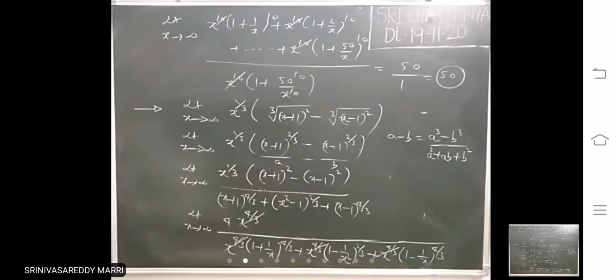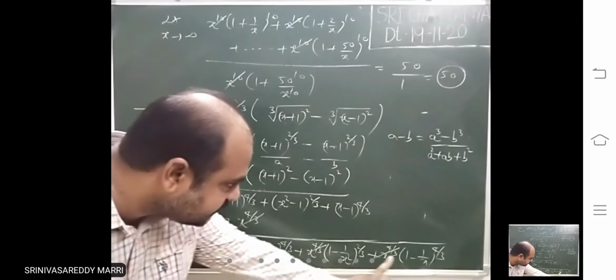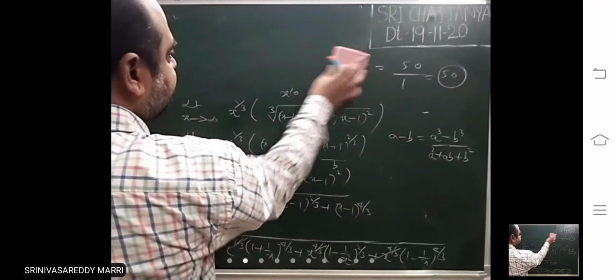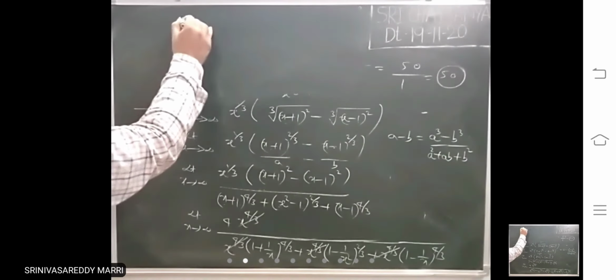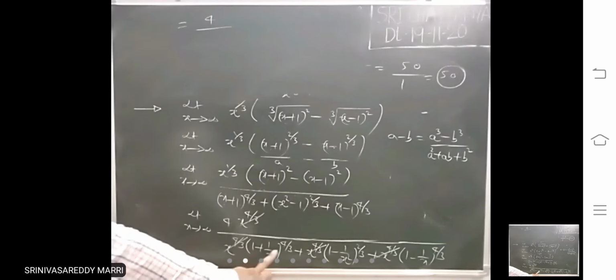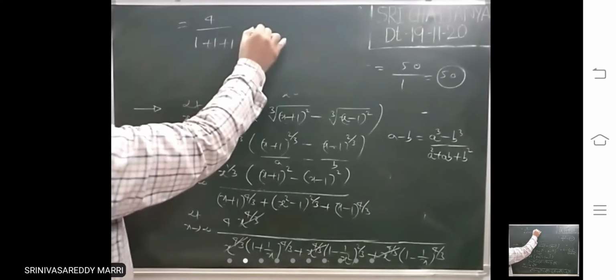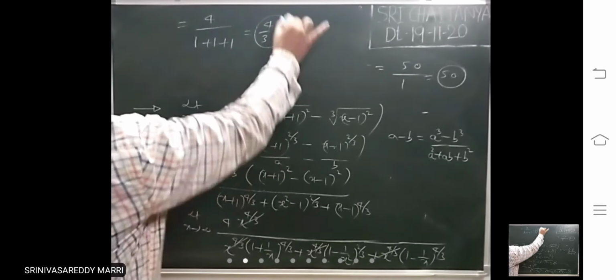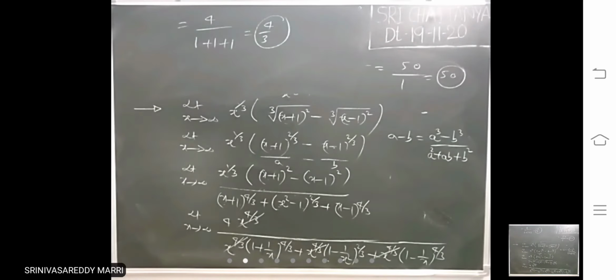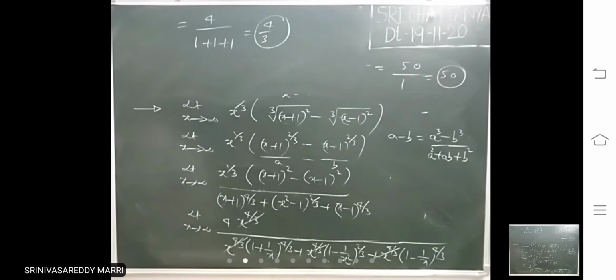Now in place of x, if you substitute infinity, this will become 0, this will become 0, this will become 0. That means your answer will be 4 divided by 1 plus 1 plus 1, that means 4 by 3. So the answer is 4 by 3. Like that, whenever power 1 by 3 is there, use this to rationalize.